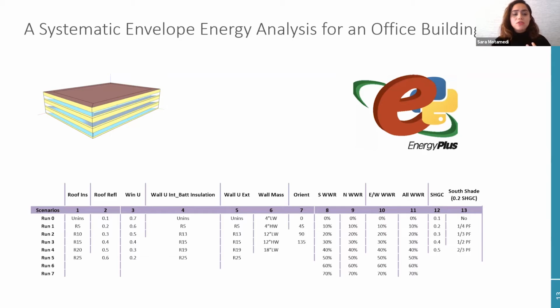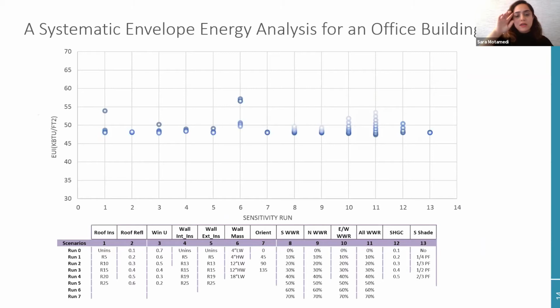And so we had roof insulation, roof reflection, U value, like what about the insulation? Maybe the insulation can be inside or it can be outside. What about if you have a wall mass, the orientation? And then we did the window wall ratio for them for the south side, north side, east and west, and all sides. And then solar heat gain coefficient for them, and then maybe some shades on the south side. So you can see that we have so many alternatives to go through. This is just the result.